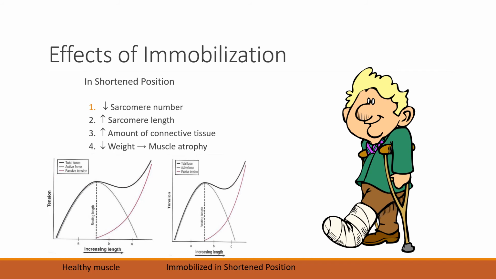The sarcomeres are in a relative state of passive insufficiency, and the whole length tension curve of the muscle has moved to the left, as you see in the second diagram.